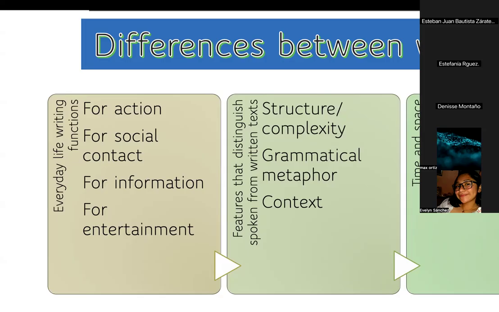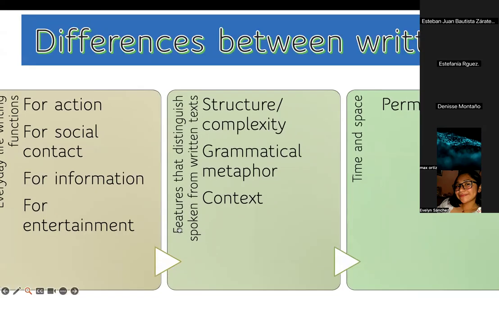And the other way it's for entertainment. For instance, when you are giving a joke or something like that. Entertainment can also be expressed in a written text when you are writing, in Spanish, the adivinanzas or something like that. Then the other difference: there are some features that distinguish spoken from written text. And which are those aspects?